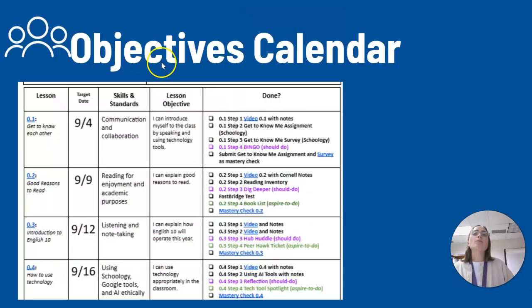We also use an objectives calendar on the inside of the packet. This also lists out each lesson and the target deadline, but what some students really like in here is the checklist of each part that you need to finish for that lesson. I know some students in the past have really liked physically crossing things off or checking things off on this objectives calendar in order to help keep themselves organized.